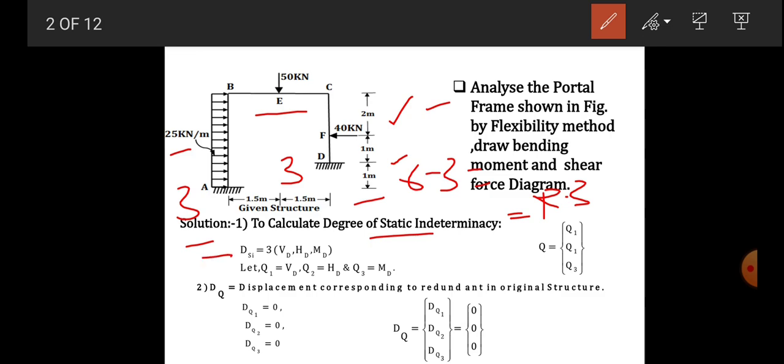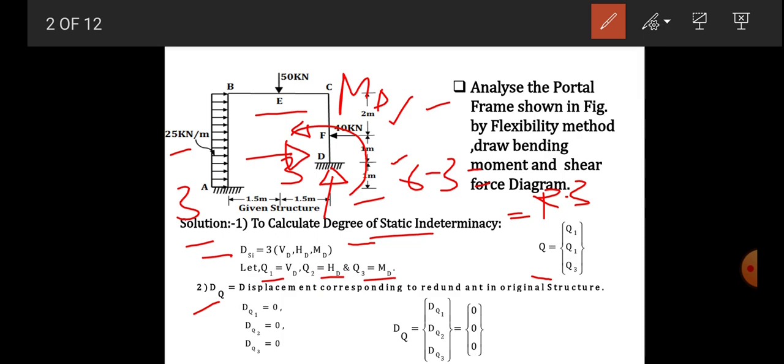So let's consider these values. At D there is a vertical force that is called VD, and also at D there is a horizontal reaction which is HD, and let's consider there is an anticlockwise moment which is unknown, call it MD. So these three are the unknowns, or let's treat these three as redundant. Call them Q1 is equal to VD, Q2 is equal to HD, and Q3 is equal to MD in the matrix form mentioned here.